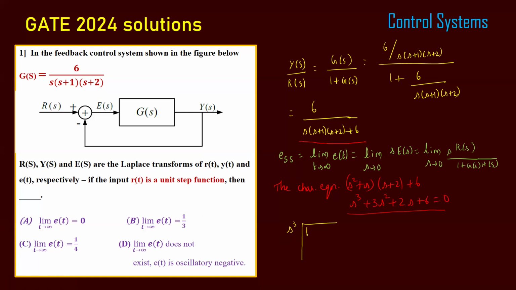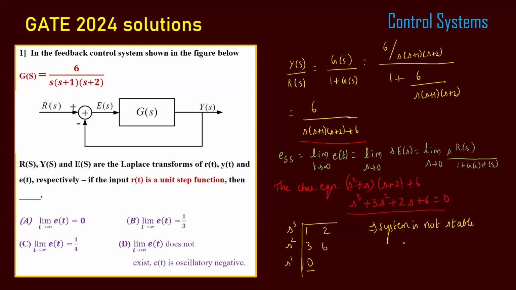for S cube: 1 and the S coefficient is 2. For S square: 3, 6. For S power 1: 3 into 2 minus 6 into 1, that is 6 minus 6, 0, and 0 by 3 is 0. Now 0 appears in the first column. So we can take the auxiliary equation and find the roots. Anyway, since 0 appears in the first column, we can conclude that the system is not stable.